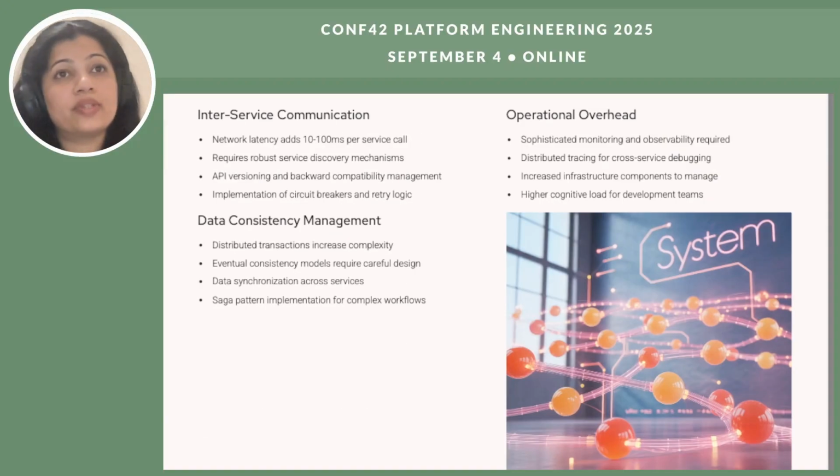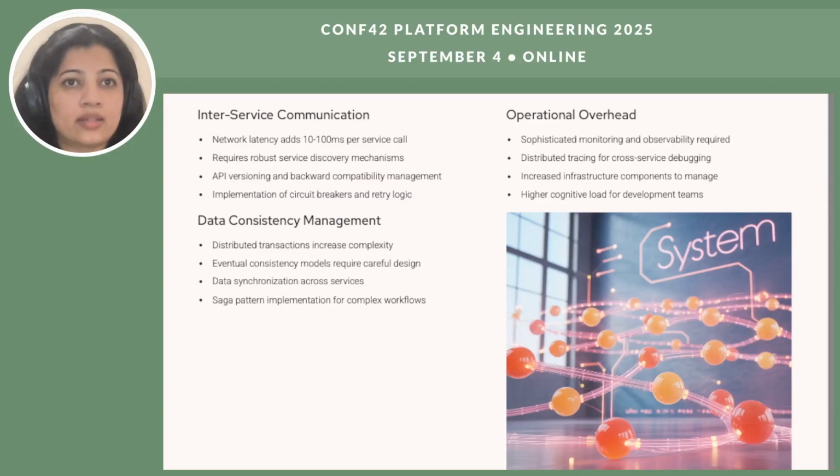But microservices are not a silver bullet. They come with their own challenges, right? First is inter-service communication. Every service call introduces network latency, anywhere from 10 to hundreds of milliseconds per call. You also need service discovery, good API versioning, and mechanisms like circuit breakers and retry logic.